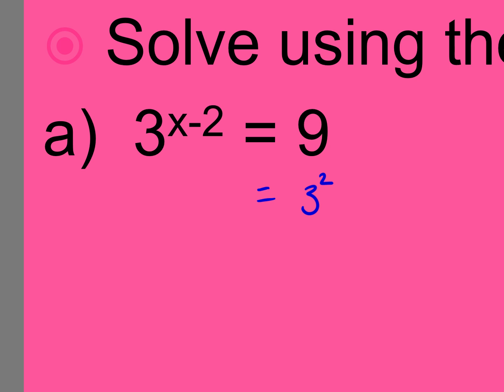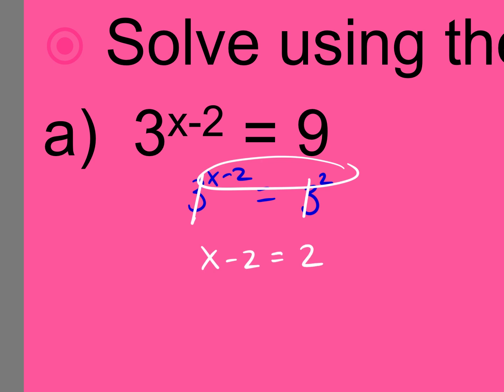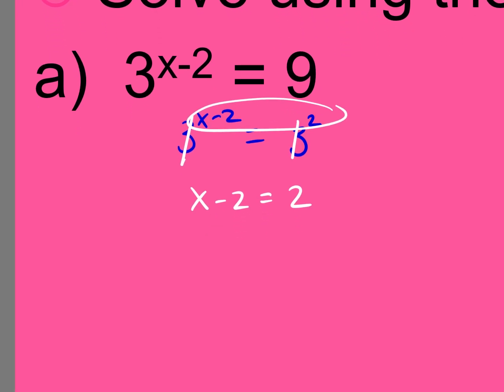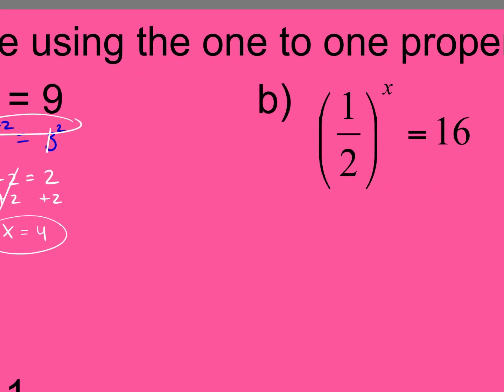So then we have 3 to the power of x minus 2 equals 3 to the second power. Once our bases are the same, we can cancel them out and just set the exponents equal. So x minus 2 equals 2. From here, what would we do to solve? Add 2, so x equals 4. So that would be our answer. Let's do B.